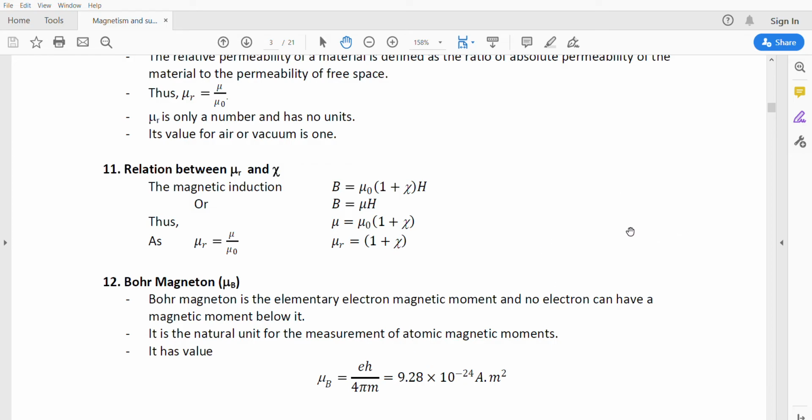These are the basic definitions in magnetism. Please go through these magnetism definitions. In the next lecture tomorrow, I am going to explain the origin of magnetism, types of magnetic materials, and the applications of magnetic materials.